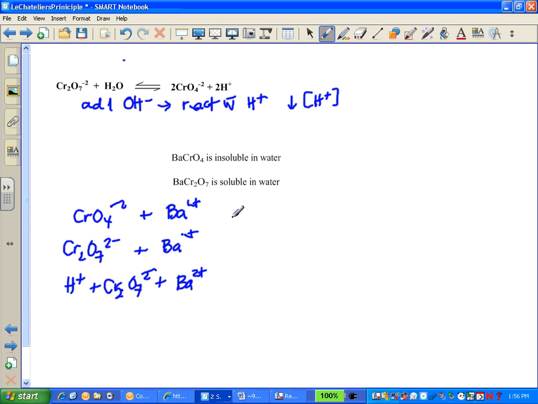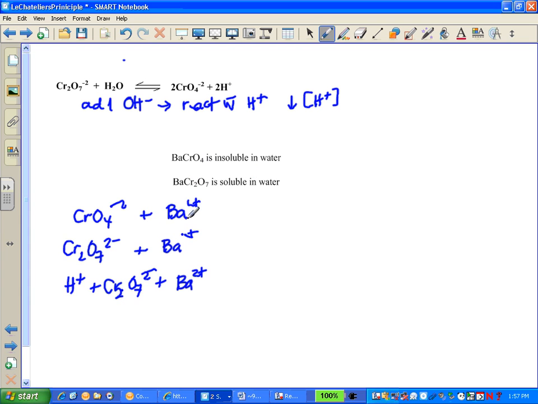Now what you are examining here is the effect of forming a precipitate on the equilibrium and what kind of a stress that can cause. So the key point here is that the barium chromate is insoluble in water, so it will form a precipitate, essentially trapping the chromate ions. And the barium dichromate is soluble in water. So adding barium in the presence of excess dichromate ions isn't going to form much precipitate.